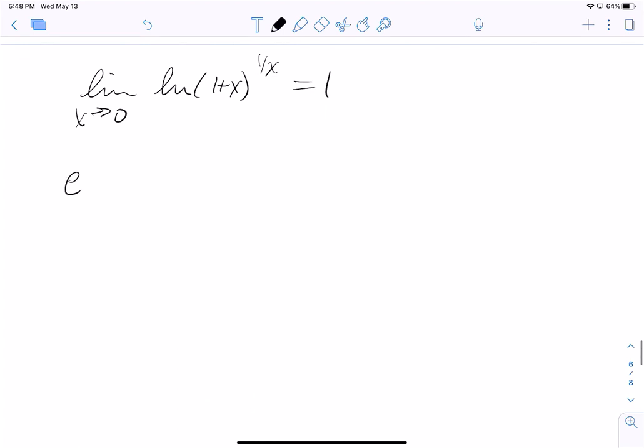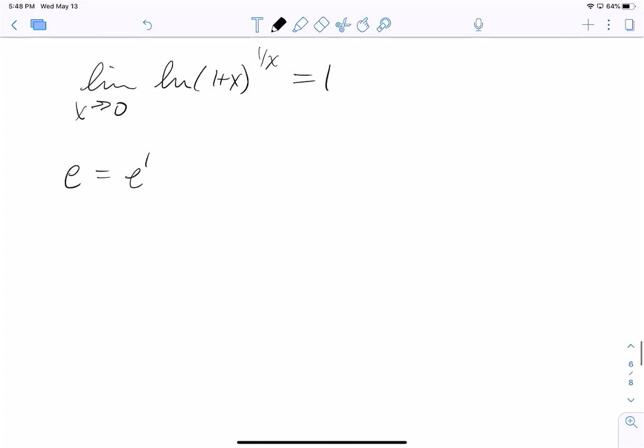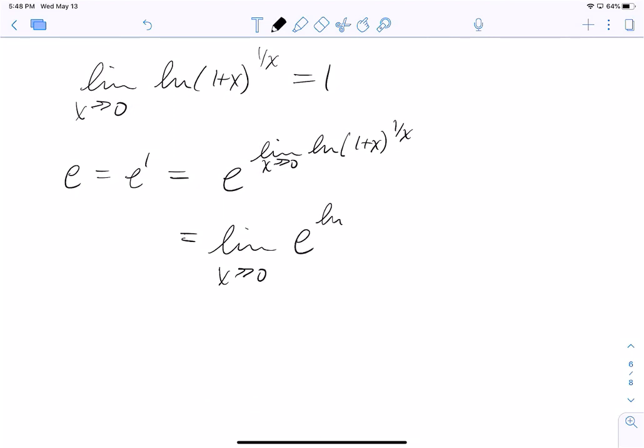Since e is actually e to the 1, we can rewrite using a different expression for 1, e to the limit as x approaches 0 of the natural log of (1 + x)^(1/x). Since the exponential function is continuous, a limit will essentially pass through it. So we can say we have the limit as x approaches 0 of e to the natural log of (1 + x)^(1/x).